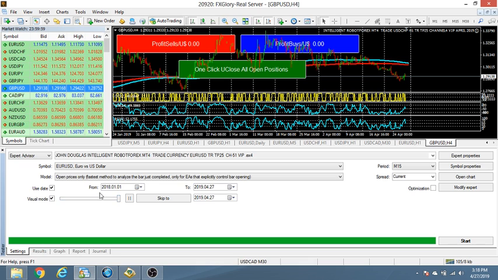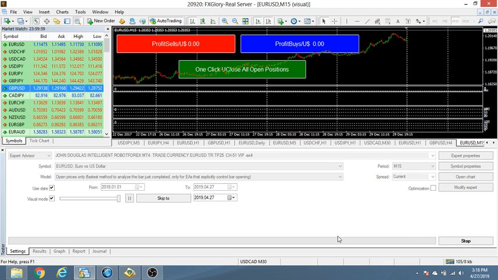the trading time here from 2018-01 to 2019 April 27. The time period here is 15 minutes. So I can use this one here. Let's show you the graph. Okay, so we start.